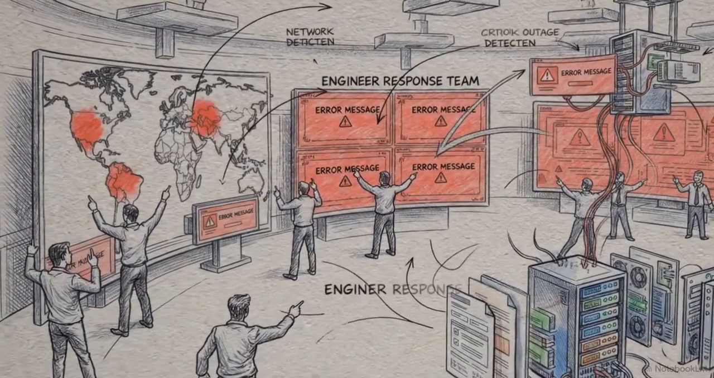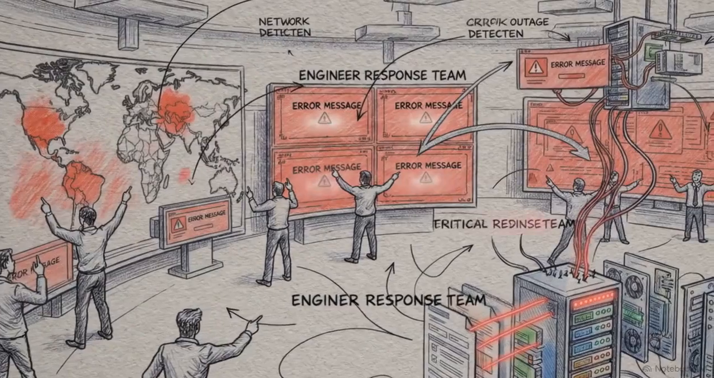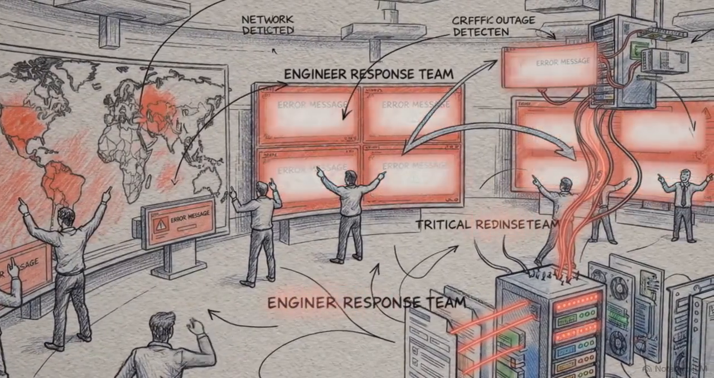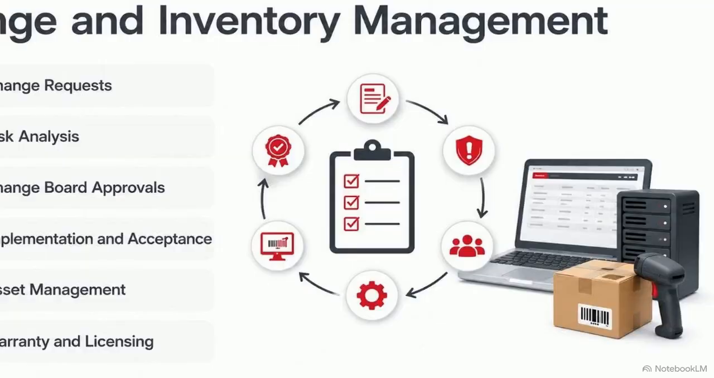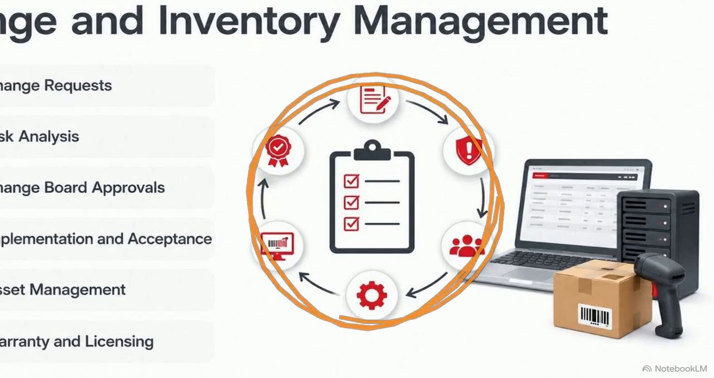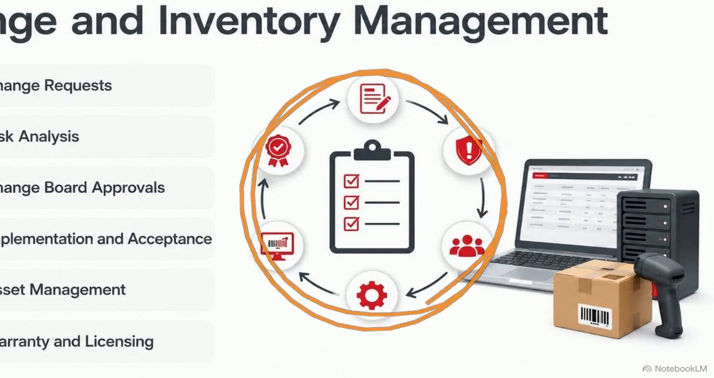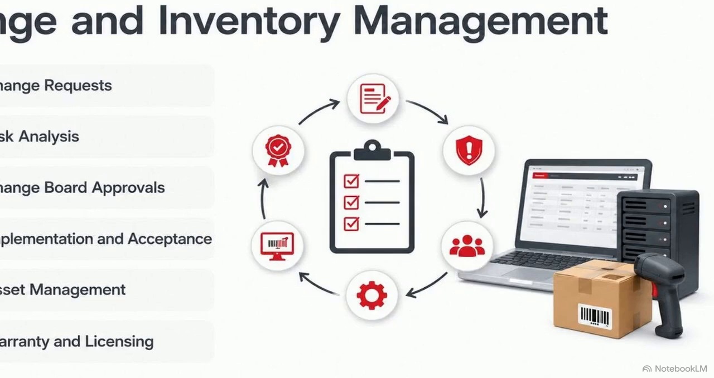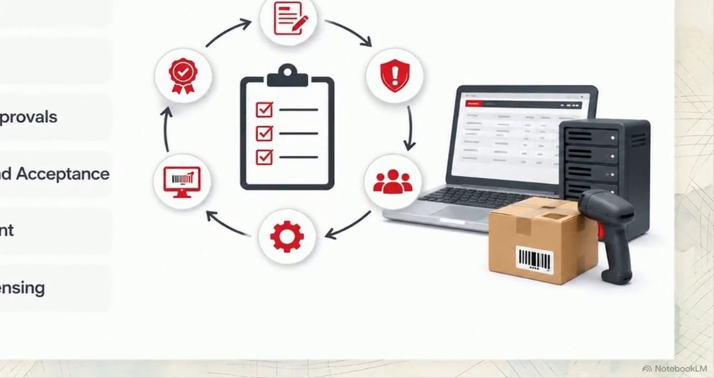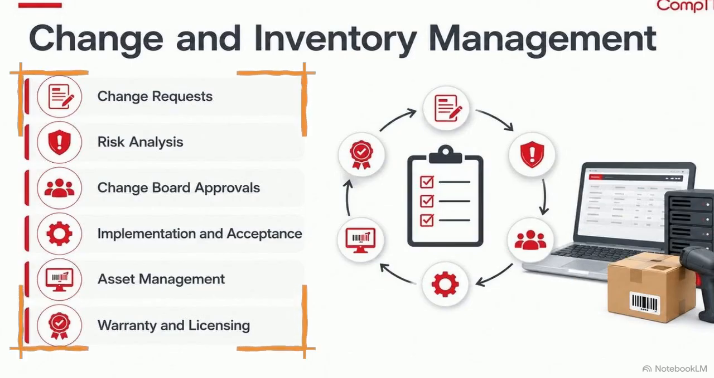Without oversight, a minor change in one sector can trigger a cascade that leads to total network failure. This diagram illustrates the change and inventory management cycle, the defensive architecture necessary to identify and mitigate cascading failures. It ensures every modification delivers business value without compromising existing services. We will examine its specific phases: change requests, risk analysis, board approvals, asset management, and warranty parameters.